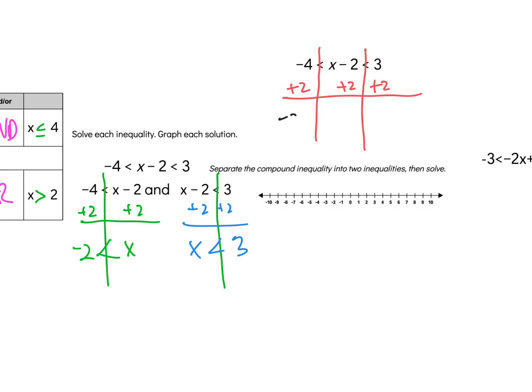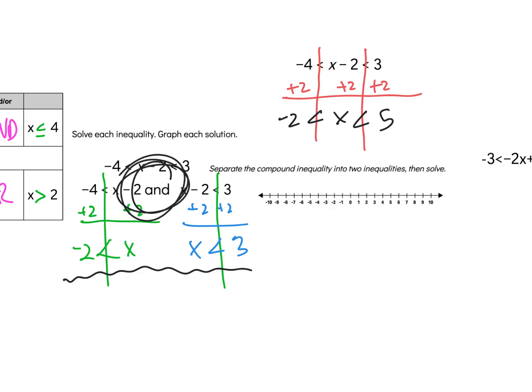So I get negative 2, x, and 5. Well, guess what, guys? That is what this says. We just can't forget that there's an and there. All right? So now graphing this, we have an open dot on negative 2, and we are less than negative 2. We have an open dot on 3, and we are... Hold up. Did I mess up my symbols here?